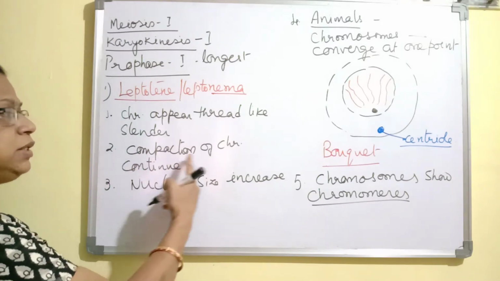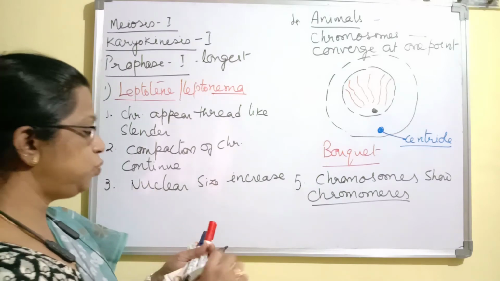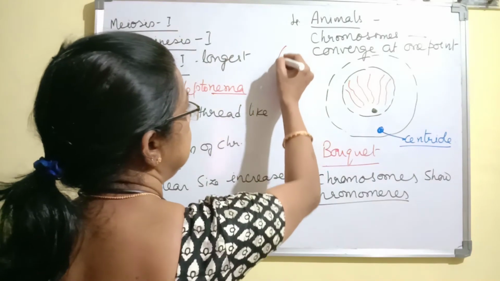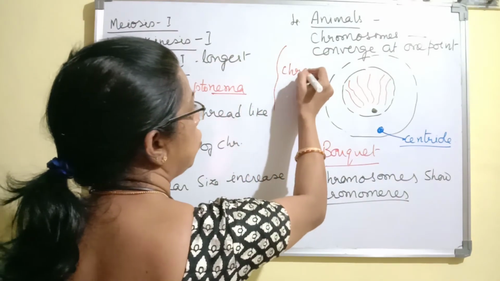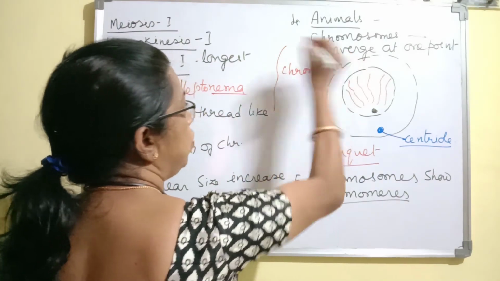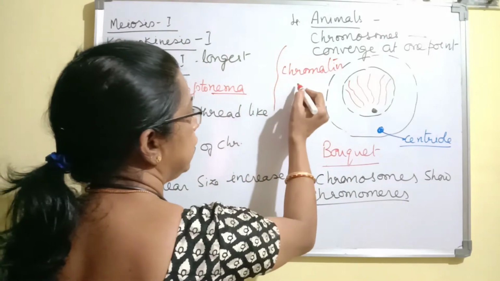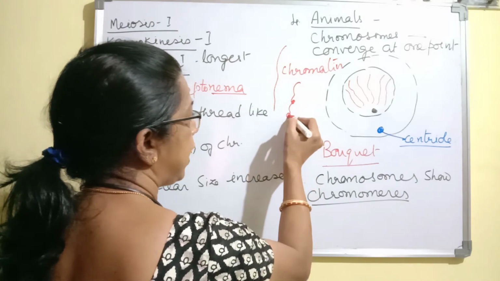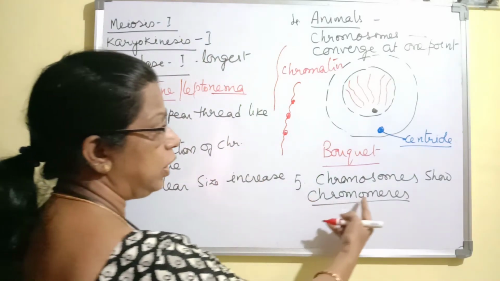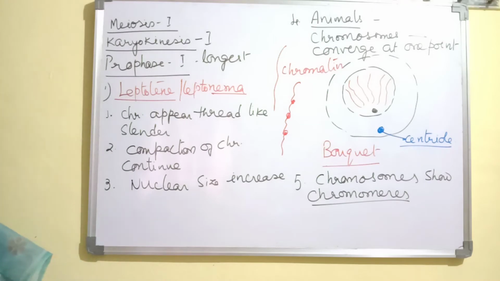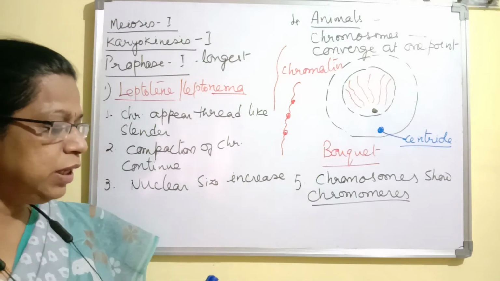Earlier we discussed that compaction of chromosomes starts here and continues. Suppose we take chromosomes as thin thread-like. We know this first stage is called the chromatin stage. And this chromatin will start condensation. When it starts condensing, it becomes more and more shorter. So at some points they appear granule-like. These granule-like structures are called chromomeres. So in leptotene chromosomes we find the appearance of chromomeres. So this is leptotene.